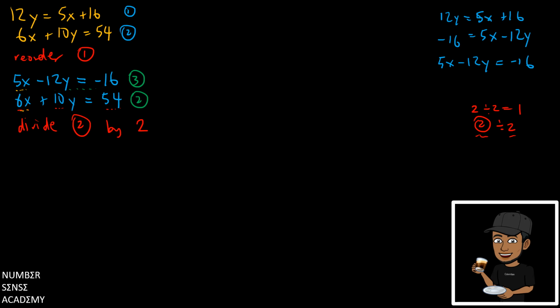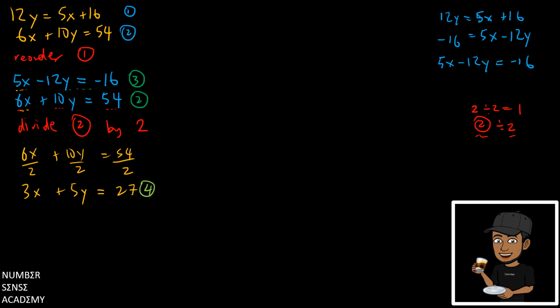If I have 6x, I'm going to divide that by 2. I have 10y, I'm going to divide that by 2. And I have 54, I'm going to divide that by 2. So I end up with 3x plus 5y equals 27. And I'm going to call this equation 4. This is equation 4.